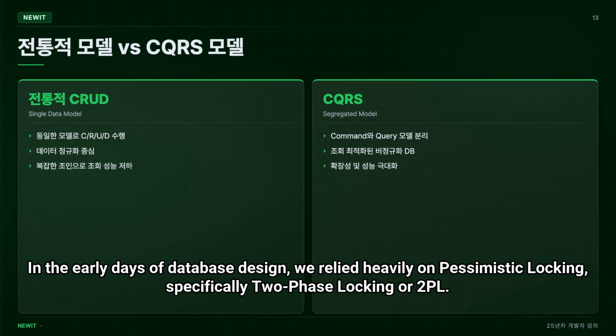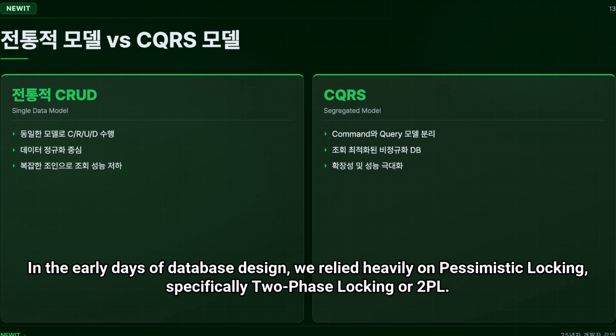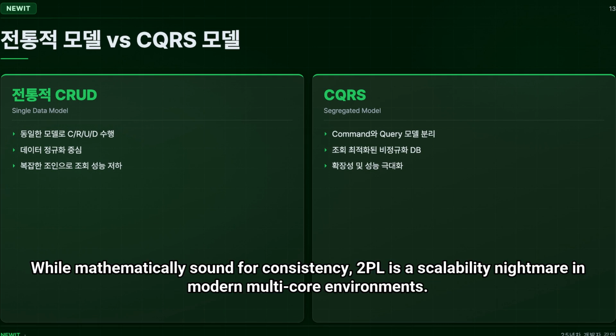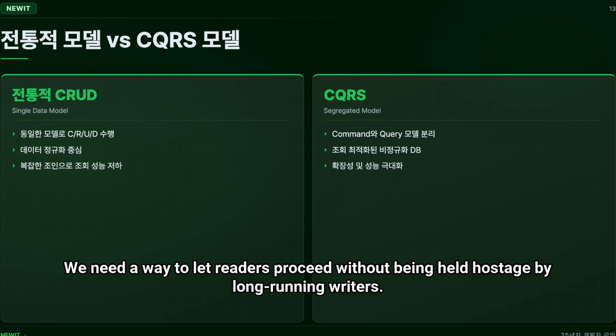In the early days of database design, we relied heavily on pessimistic locking, specifically two-phase locking, or 2PL. While mathematically sound for consistency, 2PL is a scalability nightmare in modern multi-core environments. When a transaction holds an exclusive lock for an update, all other readers and writers are blocked, leading to massive lock contention and the dreaded convoy effect. In high-traffic systems like global e-commerce platforms, these wait states translate directly into latency spikes and underutilized CPU resources.